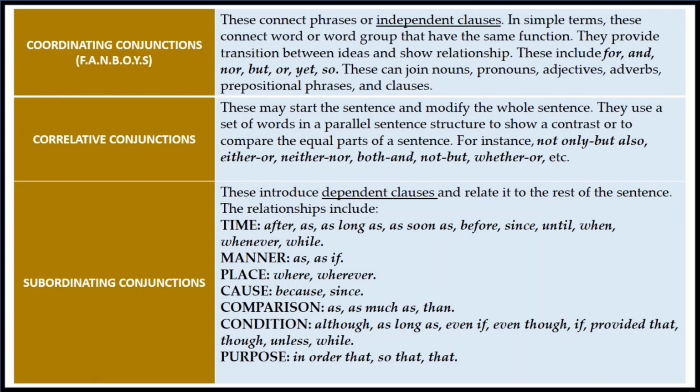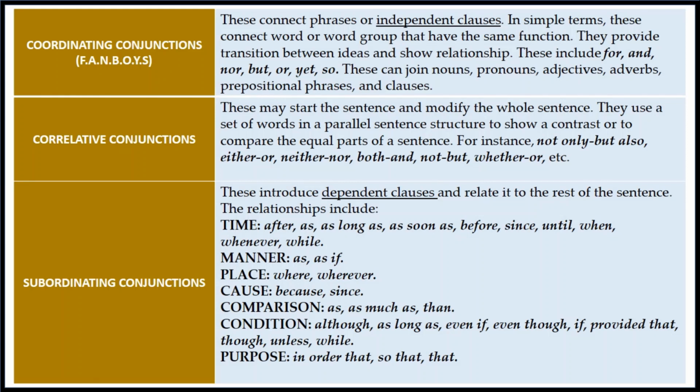Then, correlative conjunctions. Correlative conjunctions are basically those that may start the sentence and modify the whole sentence. So they use a set of words in a parallel sentence structure, either to show a comparison or to show a contrast. For example, not only, but also. So this is a proper structure of correlative conjunctions: they are used in parallel structure.